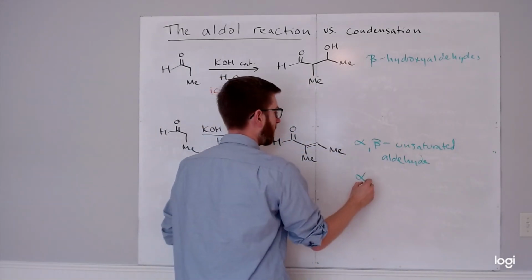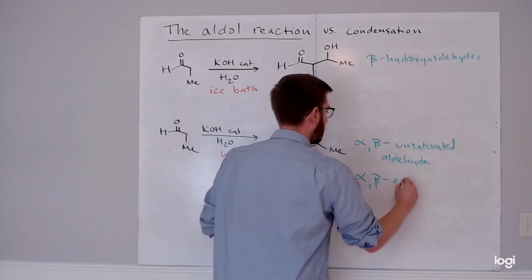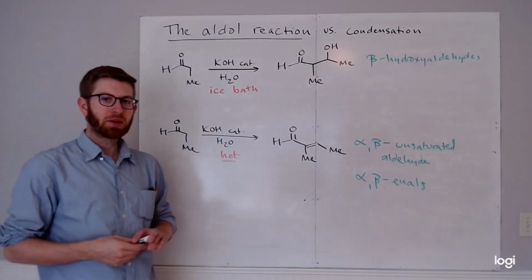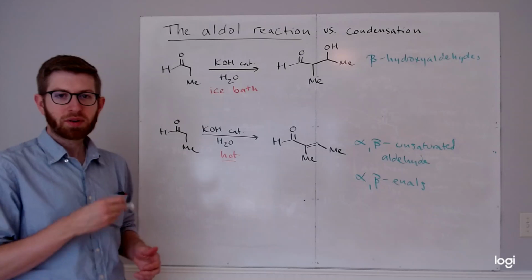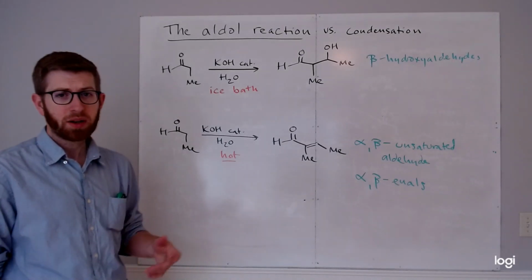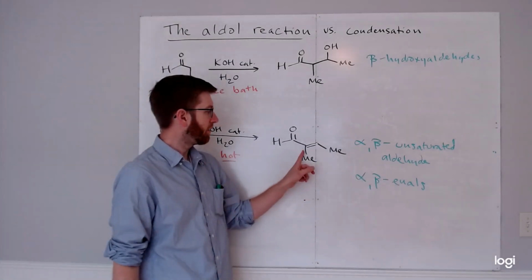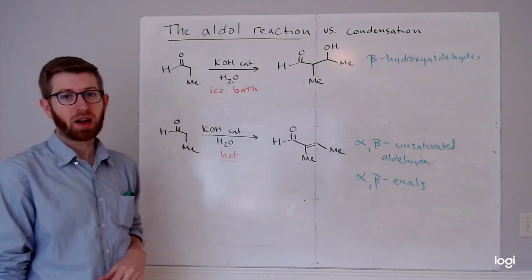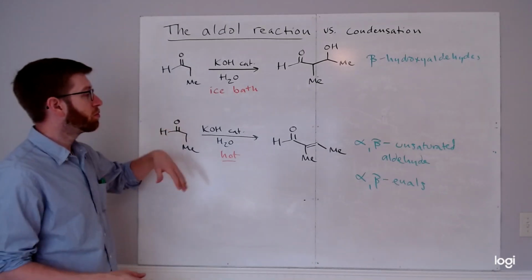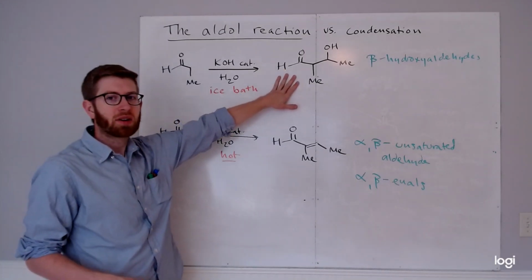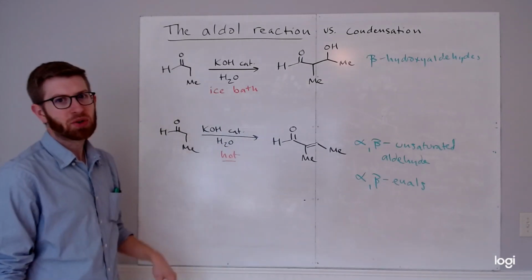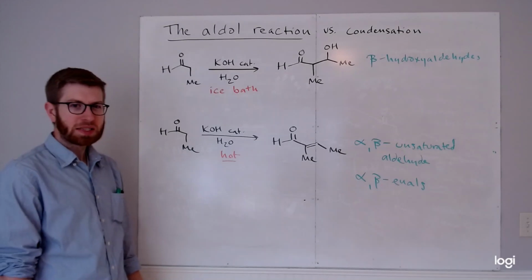Sometimes people call these alpha, beta, enal, or enals, right? So enals, again, you can use your understanding of words and prefixes and suffixes. Your en sounds like alkene, al for aldehyde. So if we have an en at the alpha and beta carbon of an aldehyde, we could call it an alpha, beta, enal. Okay, so you get to decide which of these two products you make, the beta hydroxyaldehyde or the alpha beta enal, depending on the temperature that you run the reaction at, which is kind of crazy.